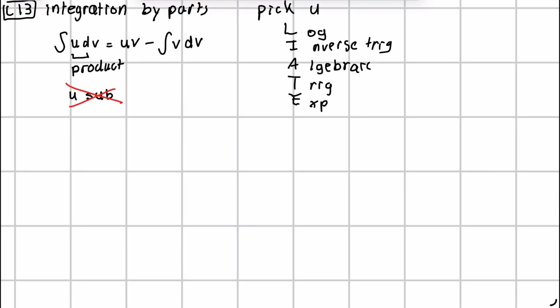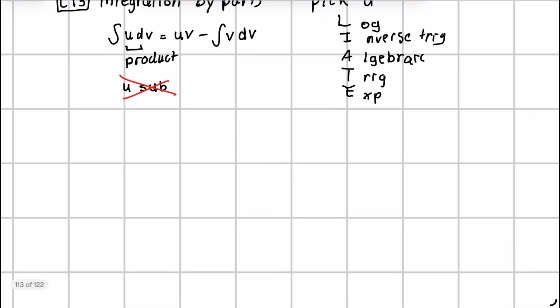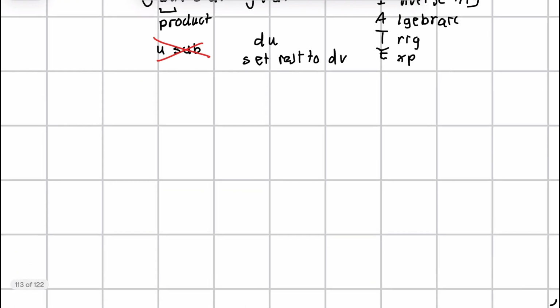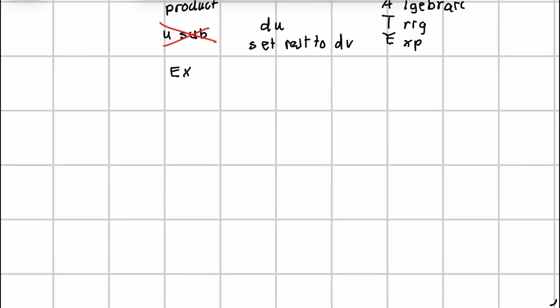So then we're going to find what du is. Then we have to set the rest to dv, and then we have to integrate and find what v is. So let's do an example. It's not that bad. We have the integral of x times e to the power of x dx.